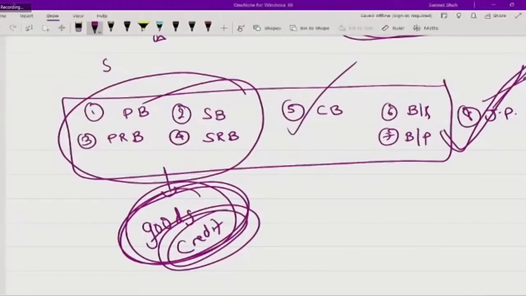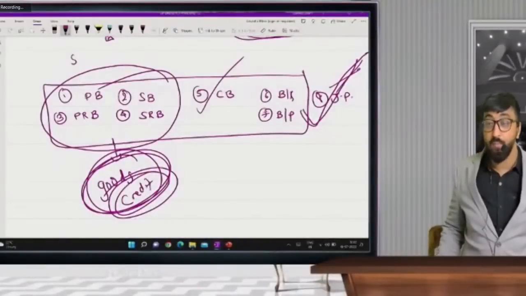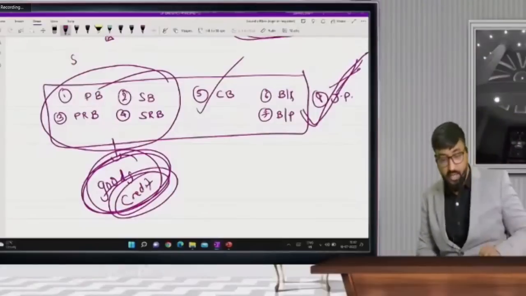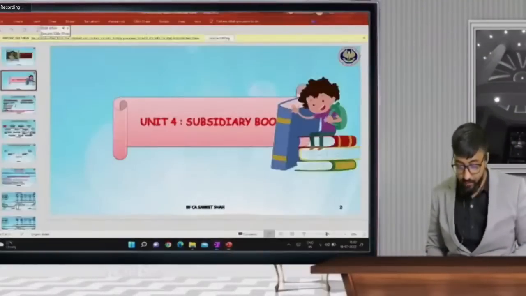Cash transactions will be recorded in the cash book, and credit transactions will be recorded in the appropriate book, purchase return book, etc. Very good. And beta, if you record this, you do not have to record journal entries. So that is more important. Very good. Chalo, you got it now.